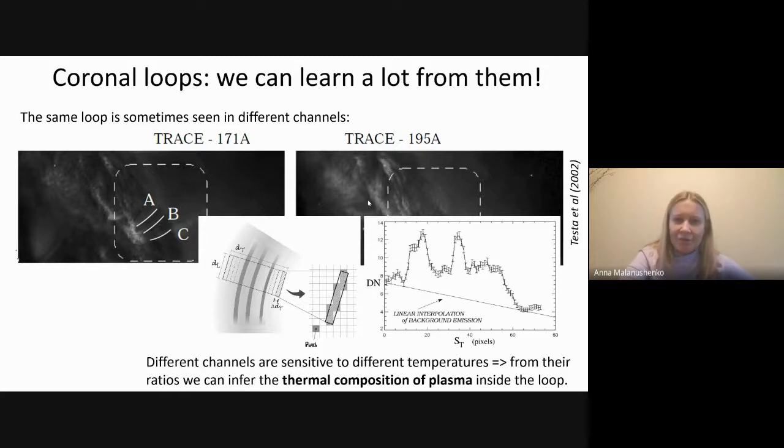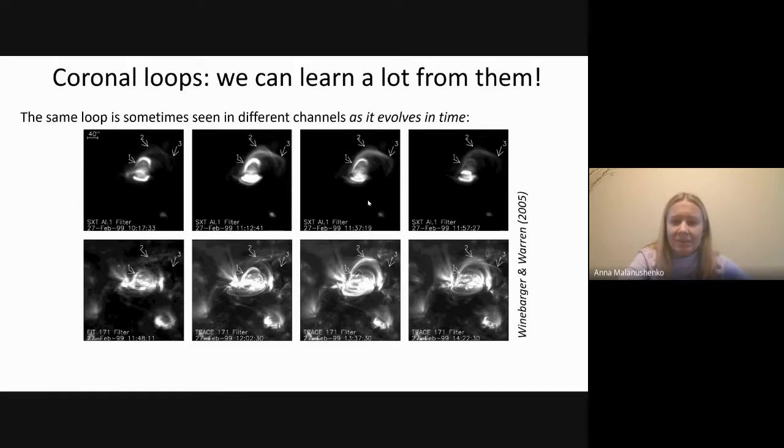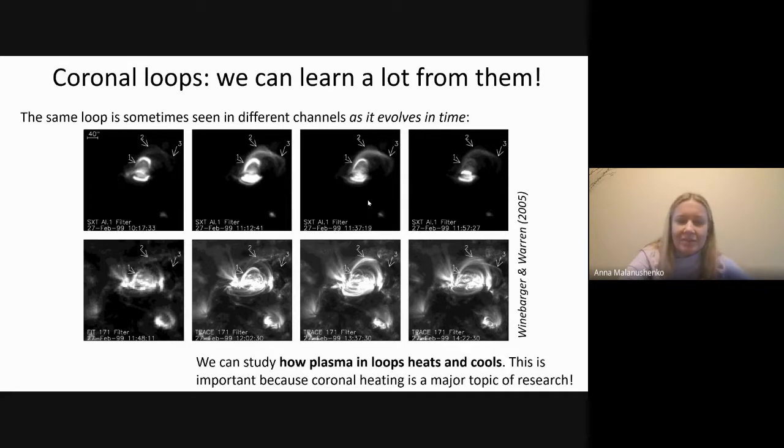So from coronal loops, we can, in principle, gather the physical conditions in the solar corona, such as temperature and density. Now, the same loop is sometimes seen as it evolves in time, and we can do the same analysis in different channels. We can actually study how plasma in loops heats and cools.